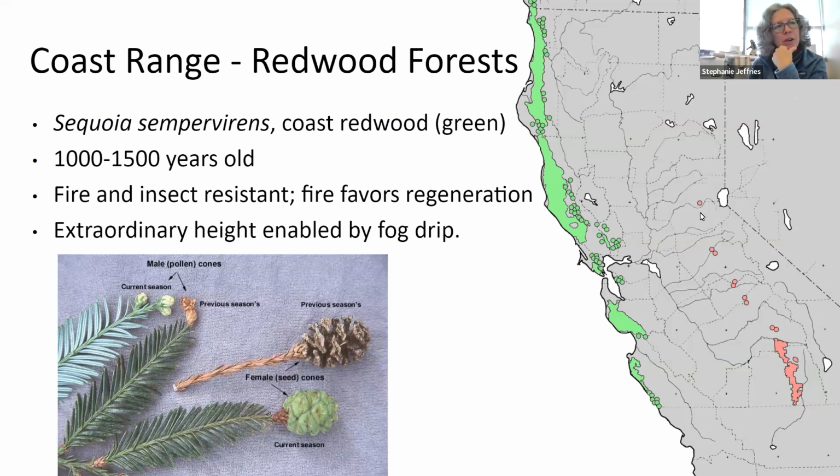The red dots that are shown here are the range for giant sequoia. So that's shown there, and which is Sequoiadendron giganteum. So we'll talk about that species when we get to the Sierra Nevada. But interestingly, there's no overlap in the range of those 2 species.